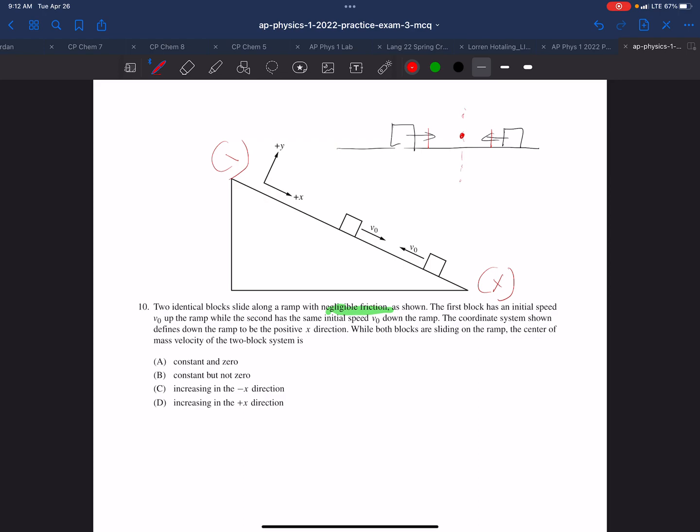And the reason for that is that in this system, there are no external forces acting on these blocks. Sure, we have the force of gravity and the normal force. They are equal and opposite. So there's no net external force. Those are balanced. And since there's no friction, there's no net external force acting on that.